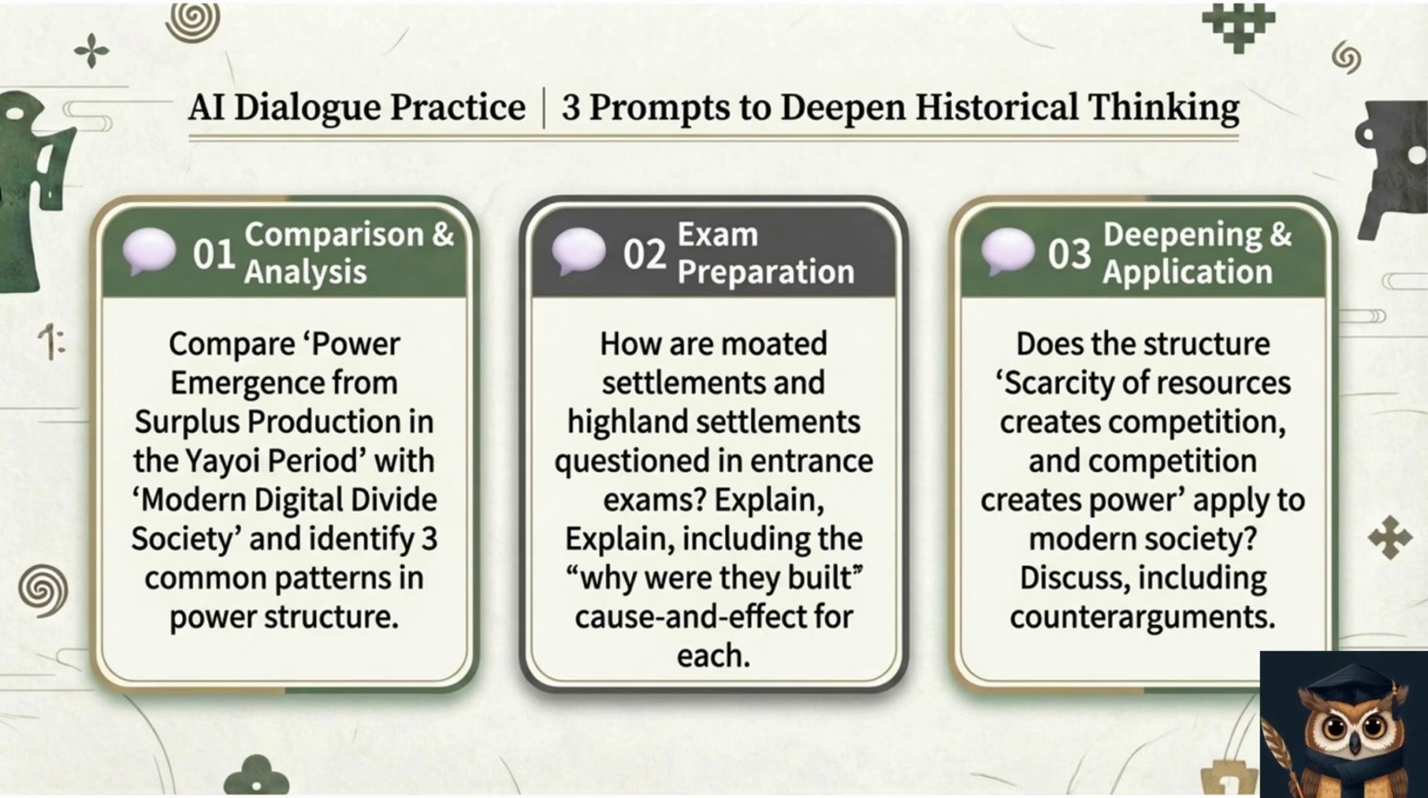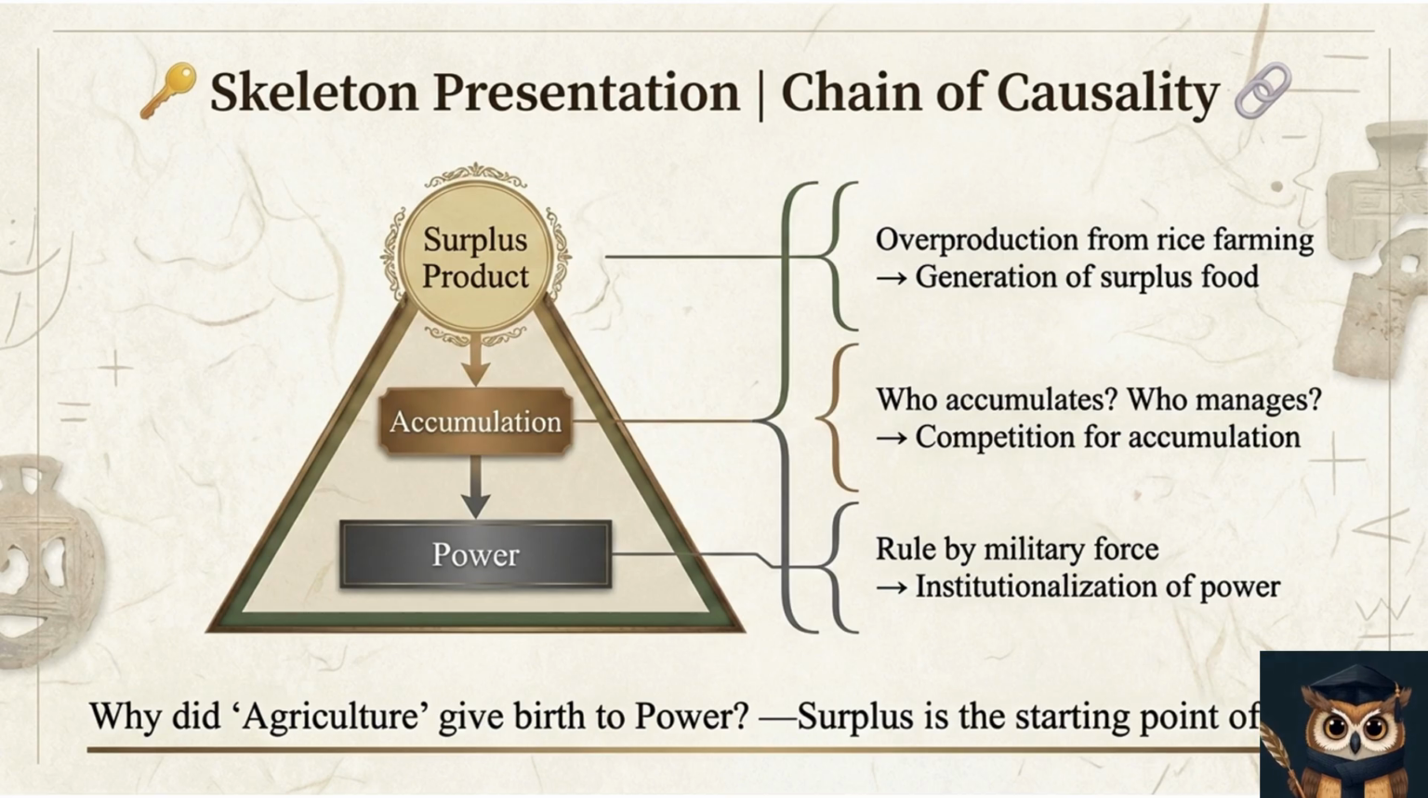Prompt 03, Deepening and Application. Does the structure, scarcity of resources creates competition, and competition creates power, apply to modern society? Discuss, including counterarguments. The inclusion of counterarguments is key. History that can only be argued in one direction isn't well understood. Try all 3. The third one is genuinely open-ended. There's no textbook answer.